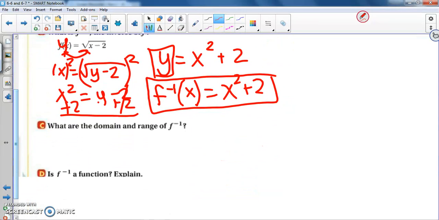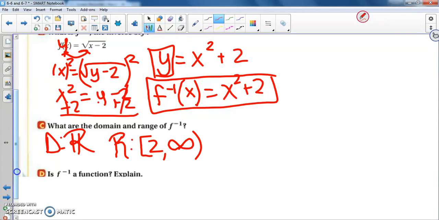Now, what are the domain and range of the inverse of f of x? We can put in all real numbers. So our domain, we don't have any restrictions. So our domain is all real numbers. And what do we know about x squared plus 2? That is a parabola opening upward, and it has been moved up 2. So we have our range is from 2 to positive infinity.